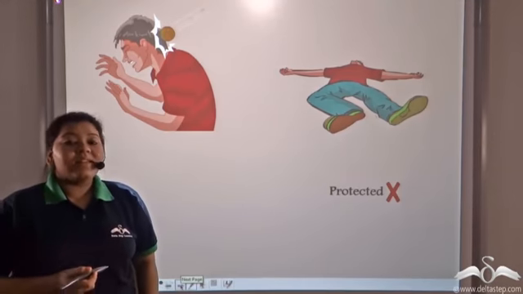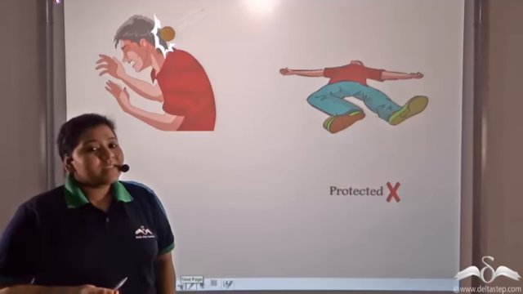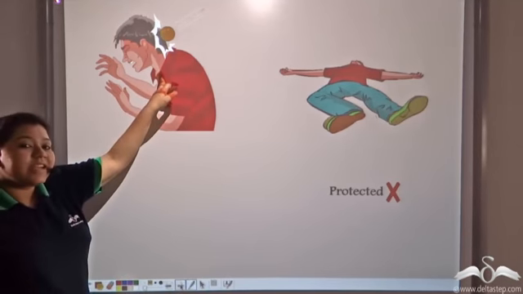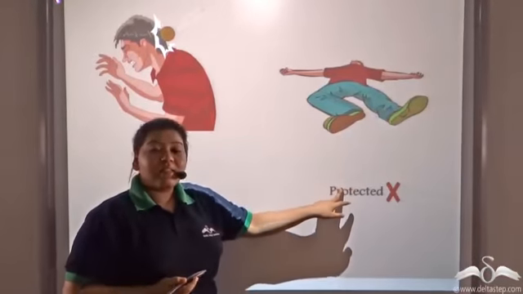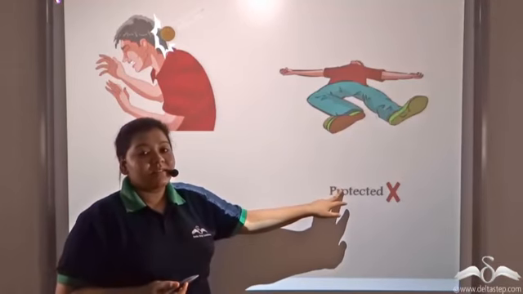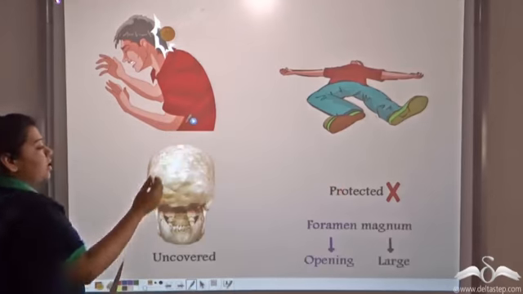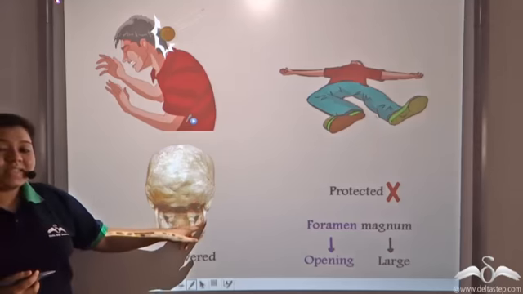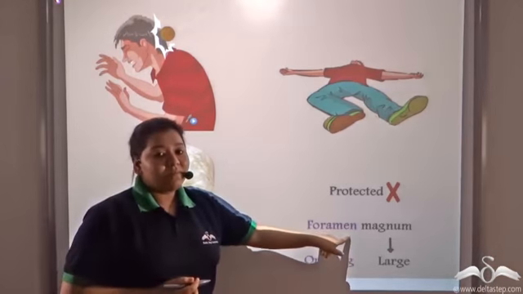So the skull is the protector of the brain. Now, why does it happen that when a person is hit on the backside of the head, he falls unconscious? Does the skull not protect the brain then? Well, yes, it does protect the brain, but there is an opening at the backside of the skull, which is known as the foramen magnum.